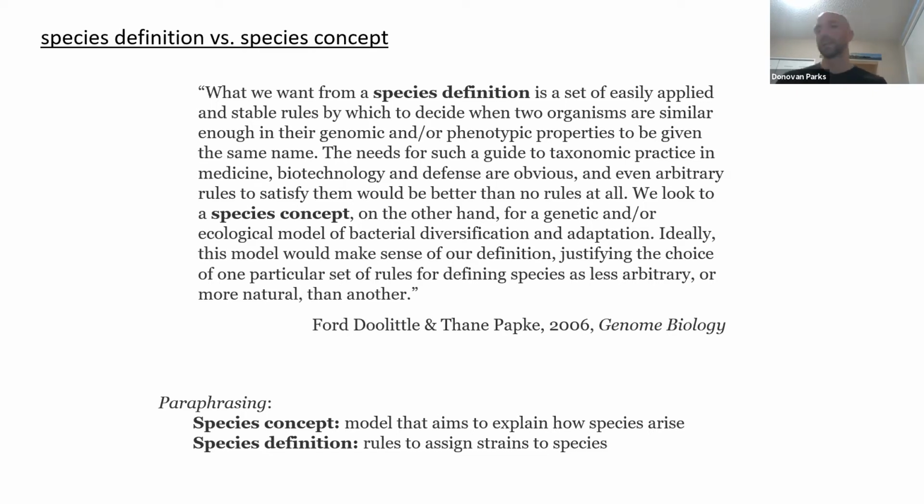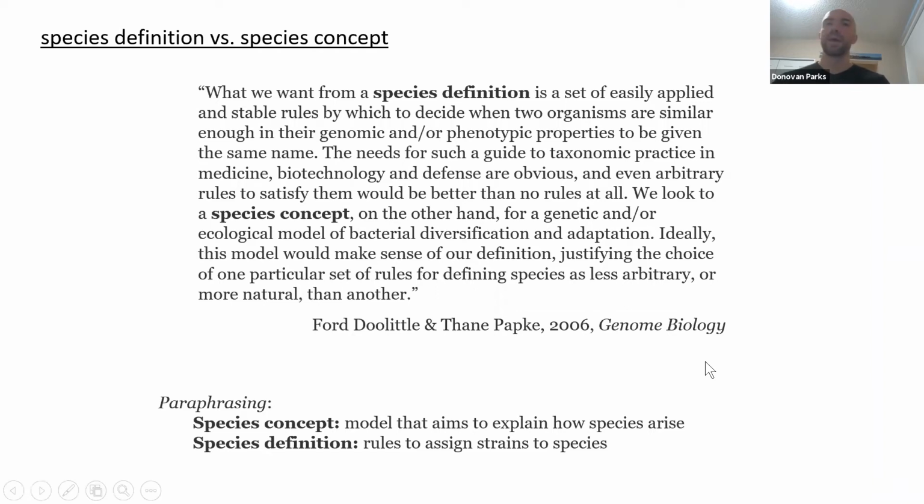And this is what I think the most important part is here: even arbitrary rules to satisfy them would be better than no rules at all. We look to a species concept, on the other hand, for a genetic and/or ecological model of bacterial diversification and adaptation. Ideally, this model would make sense of our definition, justifying the choice of one particular set of rules for defining species as less arbitrary or more natural than another."